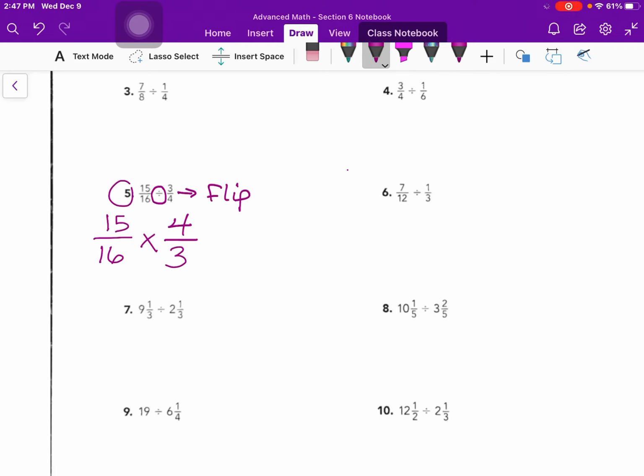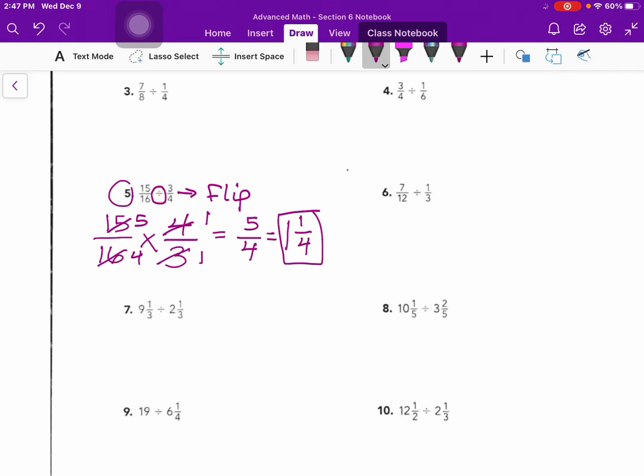Remember, we practiced simplifying ahead of time, which was easier. So I could take 3 and 15, and I can simplify those down to 5 and 1. And I can simplify 4 and 16 down to 1 and 4. Then I can multiply what I have left over. 5 times 1 is 5, and 4 times 1 is 4. This, of course, is an improper fraction, so I need to change it to a mixed number. In my head, I ask myself, how many times does 4 go into 5? 1, that's your whole number. There'd be 1 left over, and your denominator stays the same. So your answer is 1 1/4.